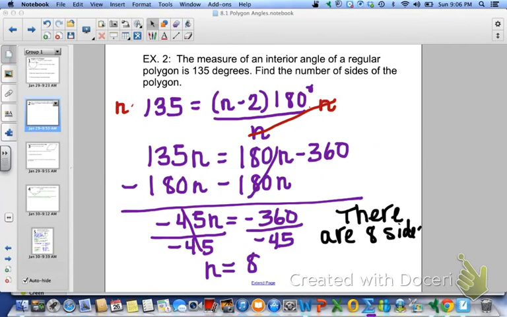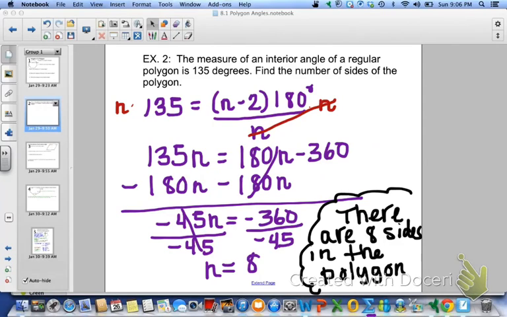Now when you're writing out your answers, you need to remember to answer the question. So notice here I'm writing there are 8 sides in the polygon because that was the question I was asking. Saying n equals 8 isn't enough. You made up the n in your problem.